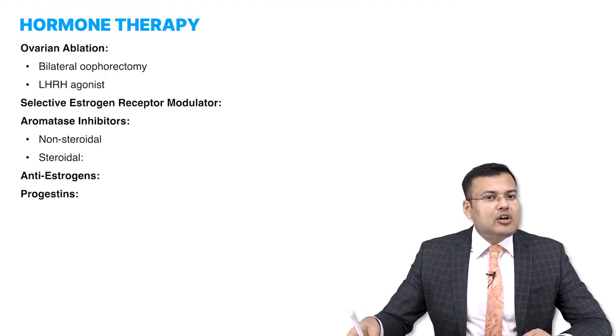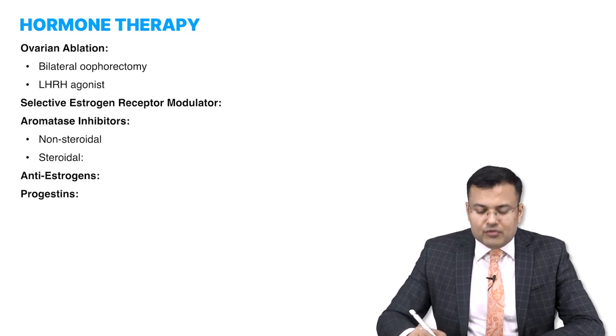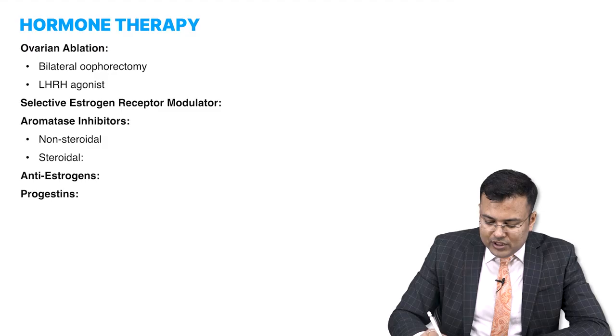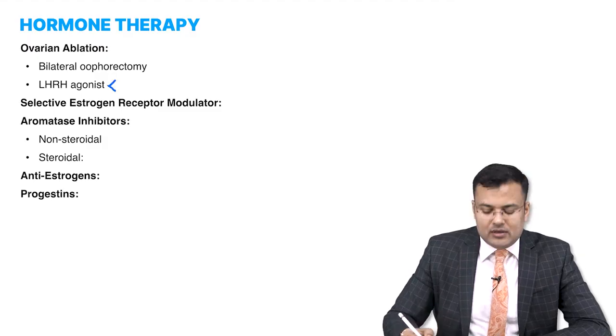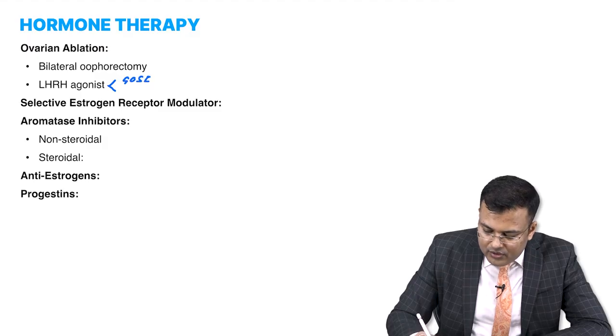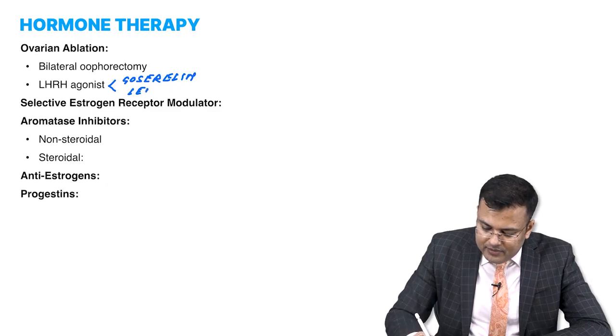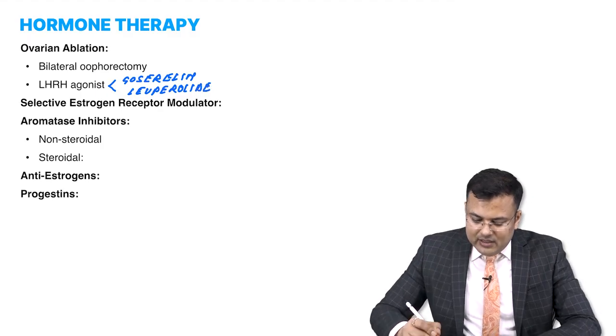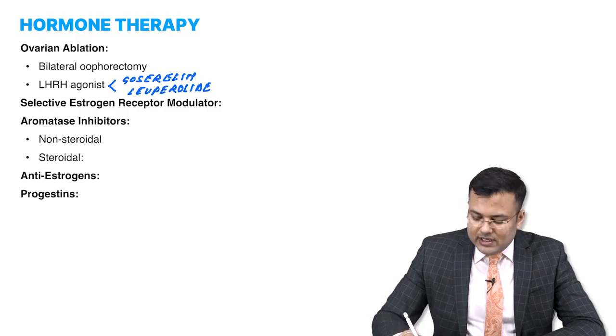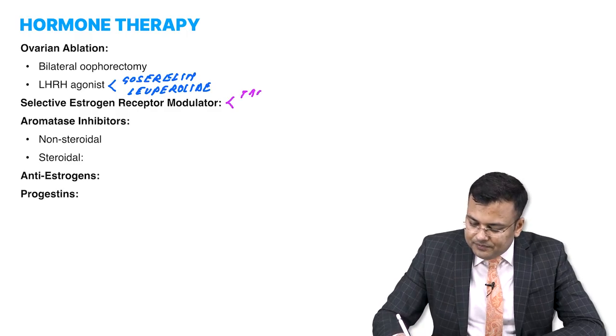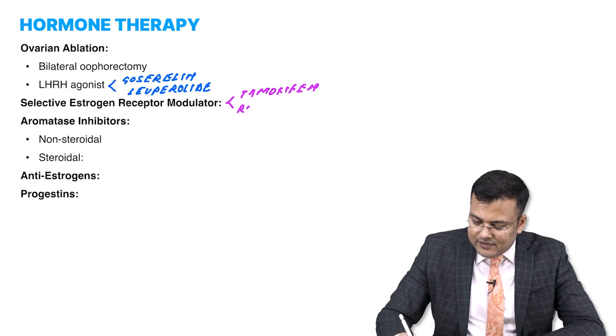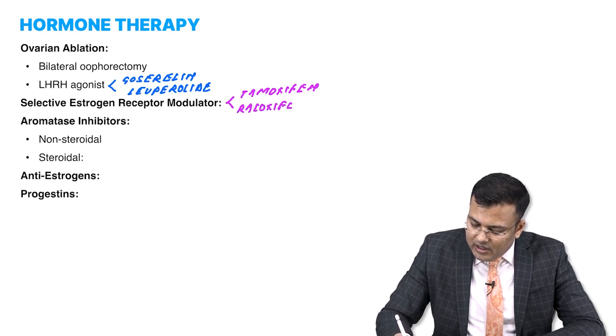So one by one, what are the options we have in hormone therapy? We can go for ovarian ablation, bilateral oophorectomy, or we can give LH-RH agonists. What are the agents? Goserelin or leuprolide. Clear? Another option we have is SERM, selective estrogen receptor modulator. What are the agents we have? Tamoxifen, or the second agent we have, raloxifene. So it is tamoxifen or raloxifene.